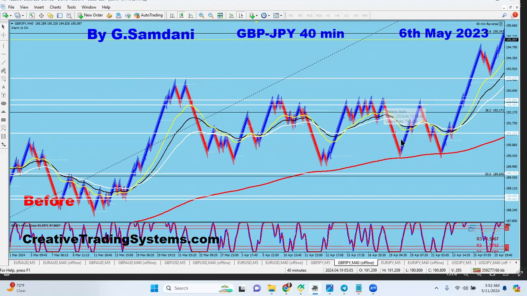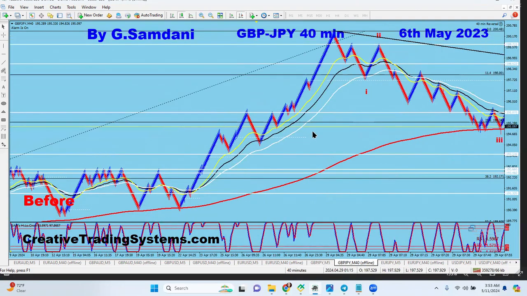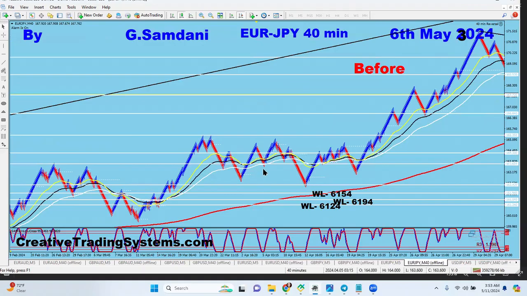That looks like this is also A, B, C separated by this leg. So this is called X. So what happened? Double correction. A, B, C, X, A, B, C, and after that, look what happened. You see that? So this is how it works, and then euro yen did the same thing here, see?